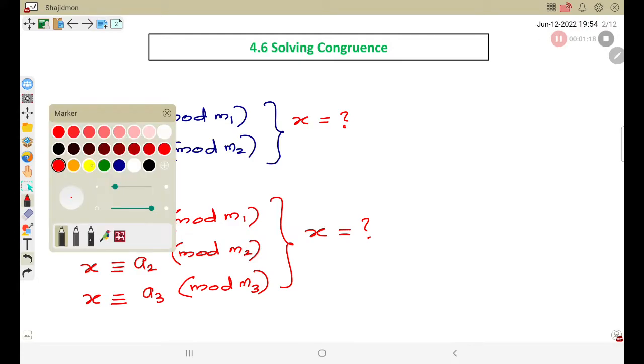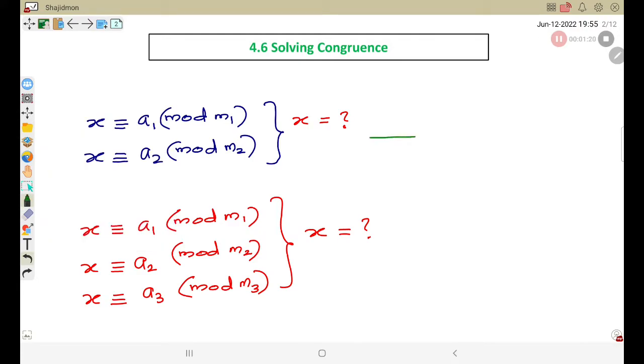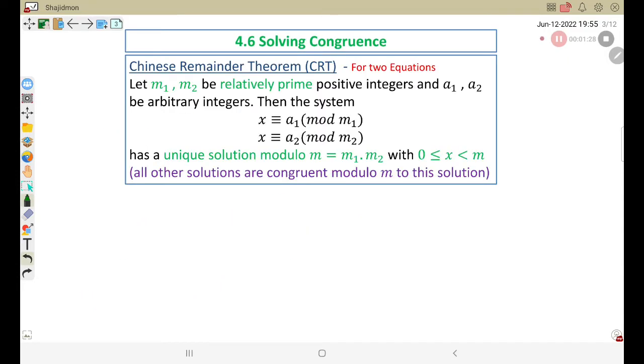In this section we are concentrating only on the two congruent system, two cases only. So we will start 4.6 solving congruences. For solving a congruence system, we use the Chinese remainder theorem, in short notation CRT. C means Chinese, remainder theorem, CRT.